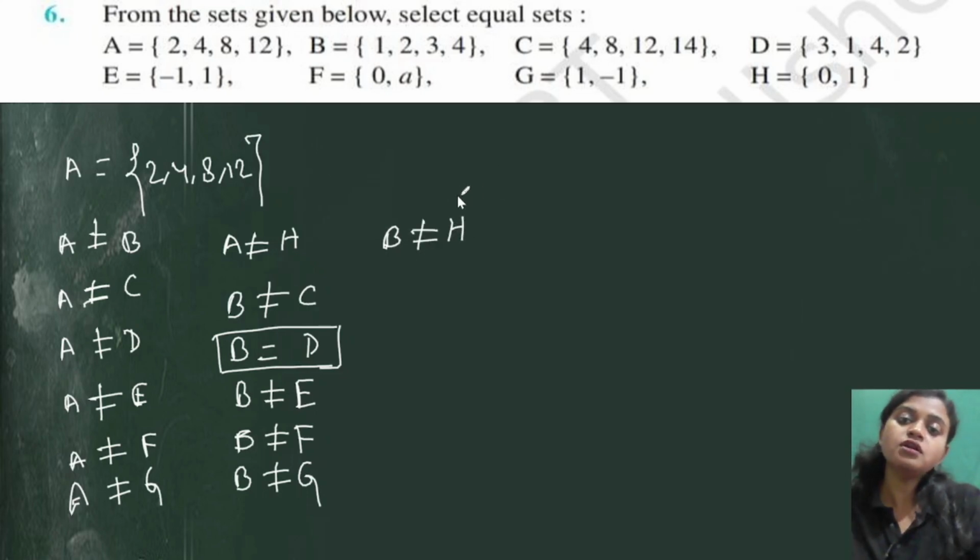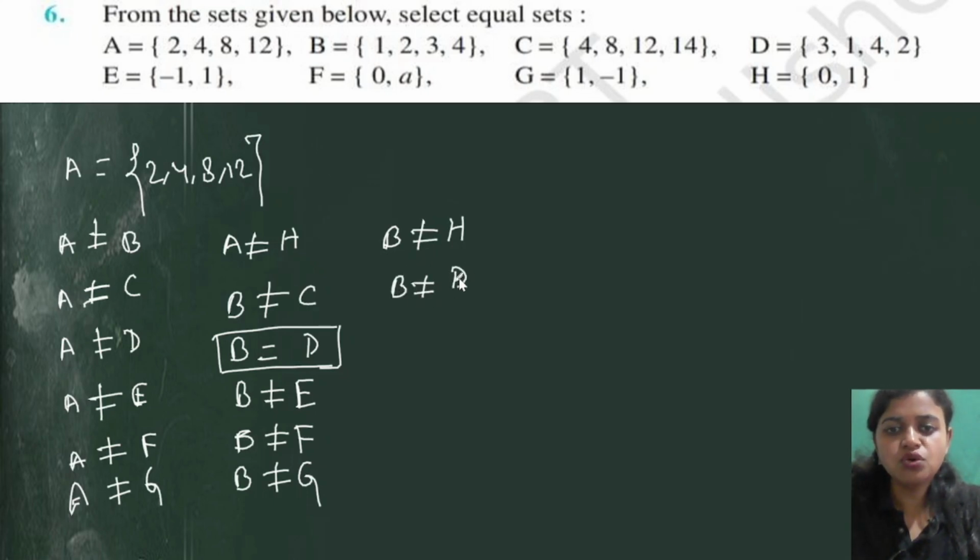Yeah. Now C to D. So C is 4. 4 is there. One element 4 is there. 8, but 8 is not in D. That's why C is not equal to D here.